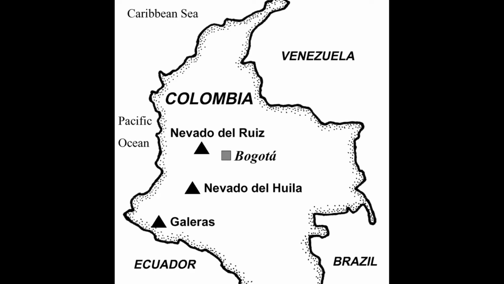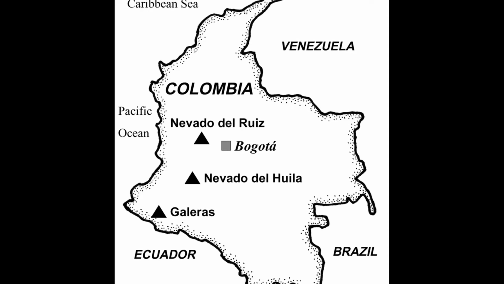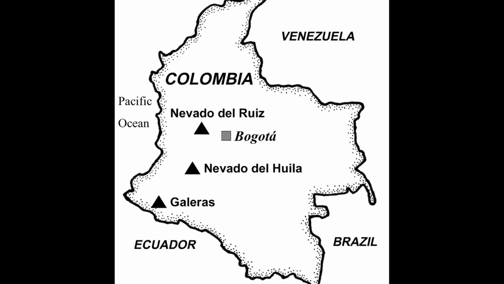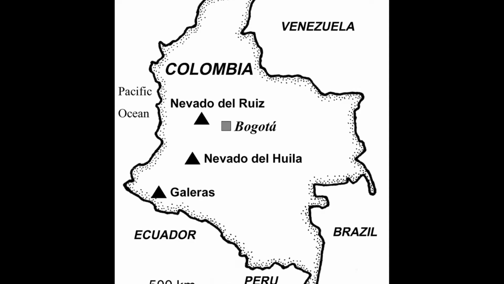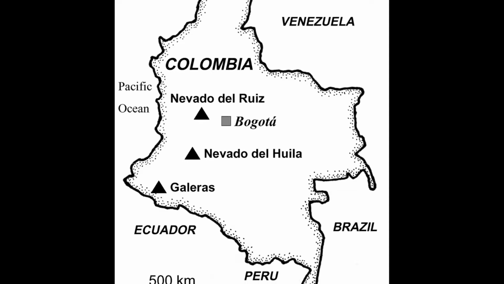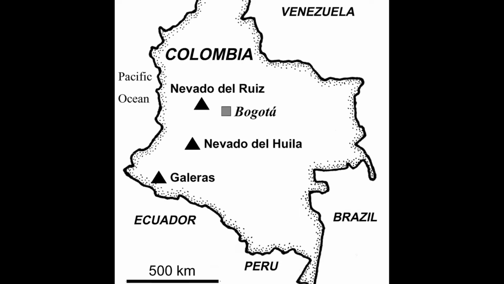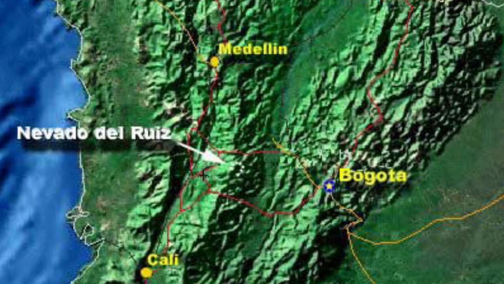If you could take a look at the map, you can see that the volcano Ruiz is just west of the capital of Colombia, Bogota. The Colombian volcanic arc consists of 3 volcanoes, and Ruiz is the northernmost one in that volcanic arc. This is all accompanied in the Andes volcanic arc, which is due to subducting plates along the western part of South America.